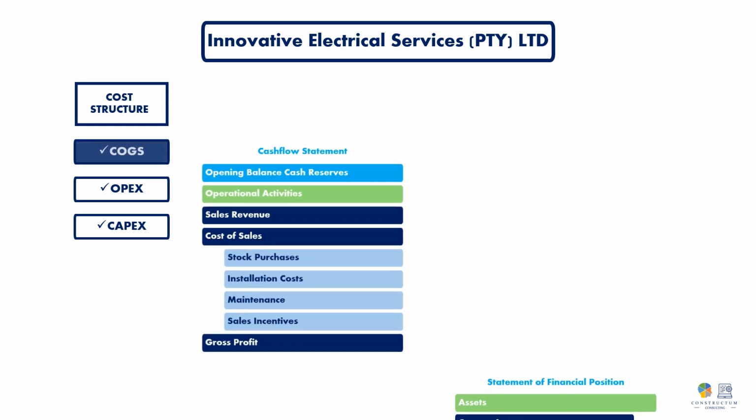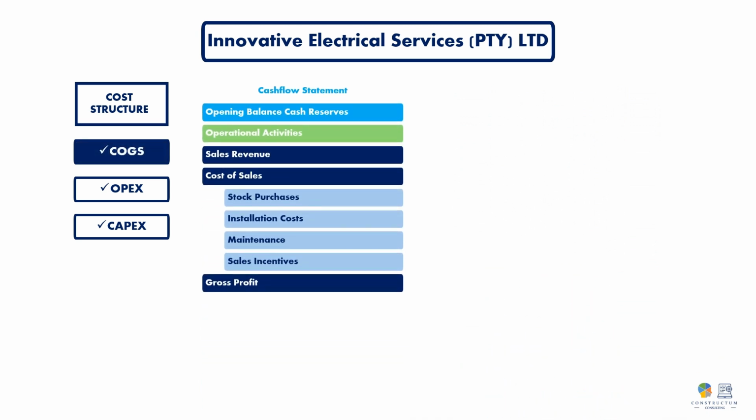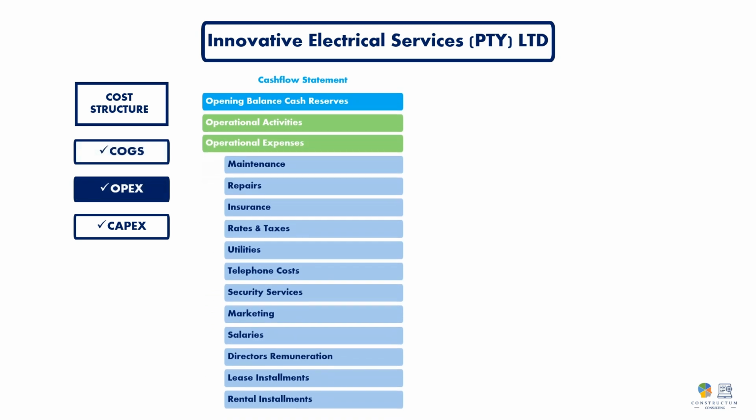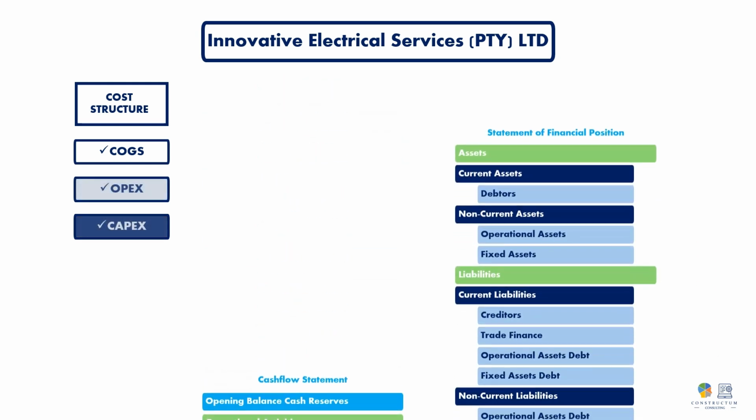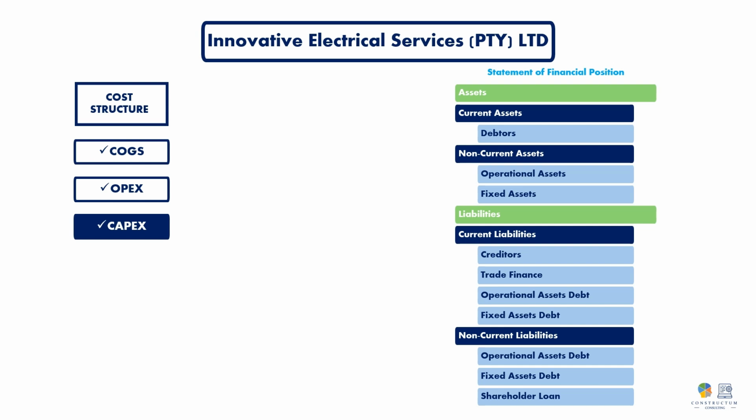By completing this task, Karel gets a picture of the cost structure of IES. Cost of goods sold by referring to the cash flow statement under operational activities. Operational expenses by referring to the cash flow statement under operational expenditure. And capital expenditure by referring to the statement of financial position.